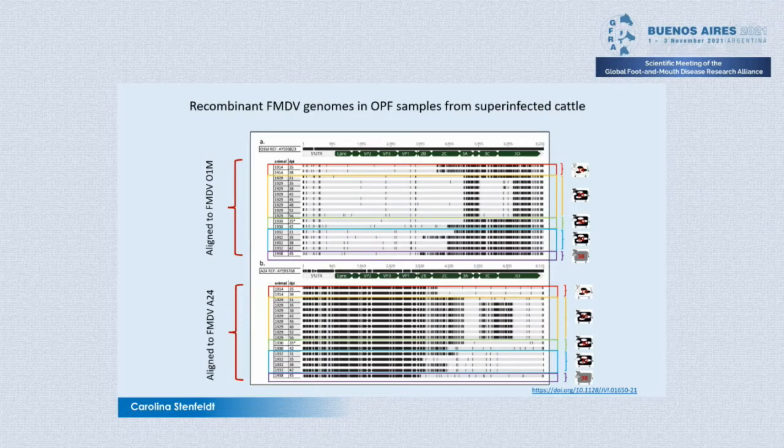So the short version here is that all of these recombinants had capsid coding regions derived from the O1 Manisa virus and non-structural coding regions derived from the A24 virus. And in some cases, as you can see for the animal that is circled in yellow, there was also evidence of multiple recombination events. And interestingly, that one individual was also the one animal in which the chimeric virus persisted throughout the study period.